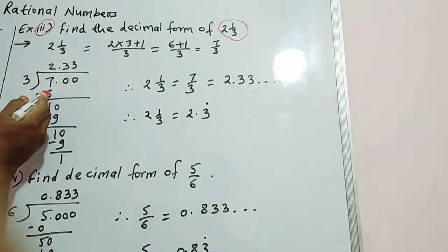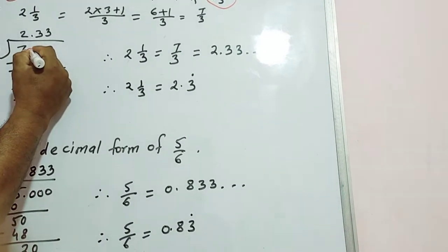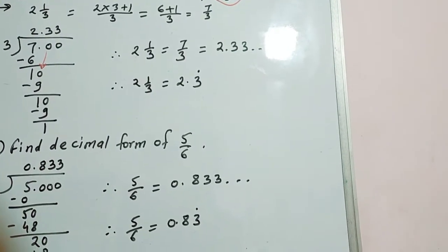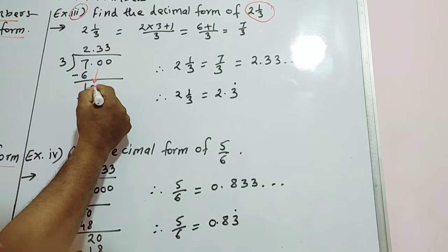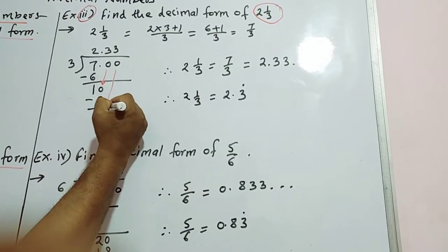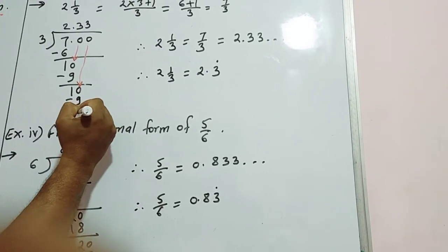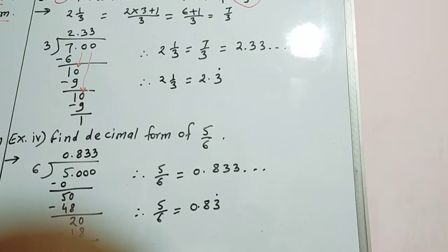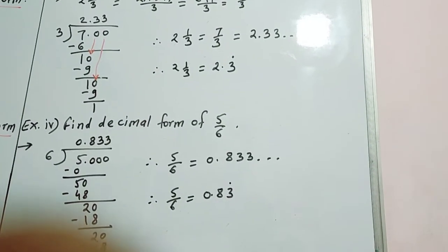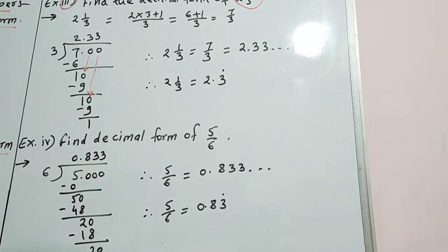Now 3 2s are 6. 7 minus 6 is 1. Take this 0 down, but it is coming after decimal point, so put point here in quotient. Now the number is 10. 3 3s are 9. 10 minus 9 is 1. Take next 0 down. 10. 3 3s are 9. 10 minus 9 is 1. Again remainder is 1. Now every time you will get remainder 1. Process is not going to stop. We can continue this division by taking 0s afterwards.